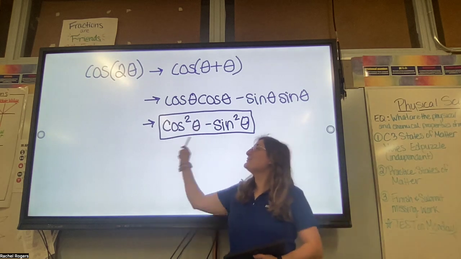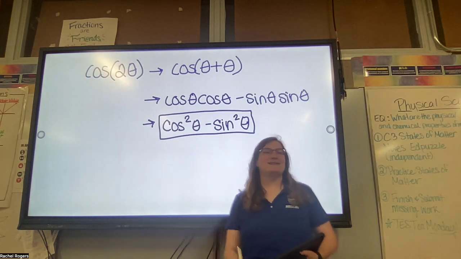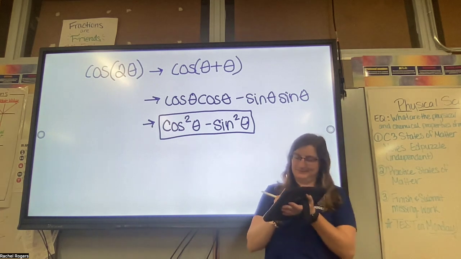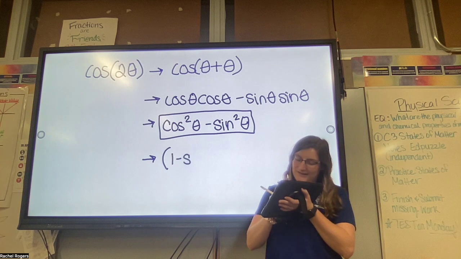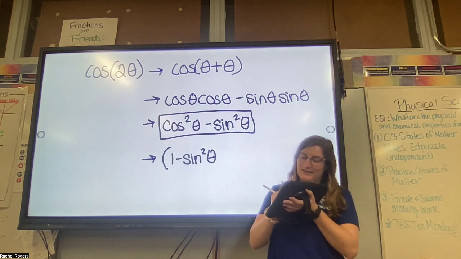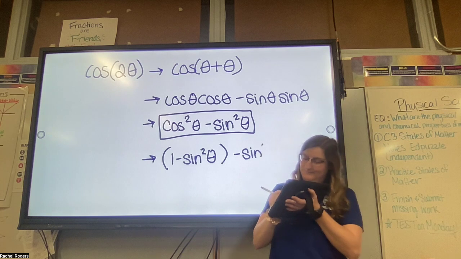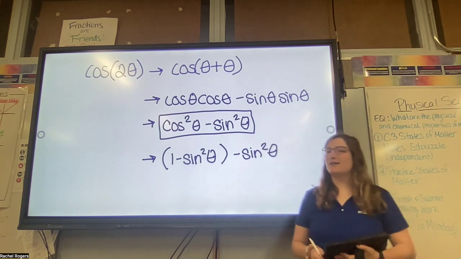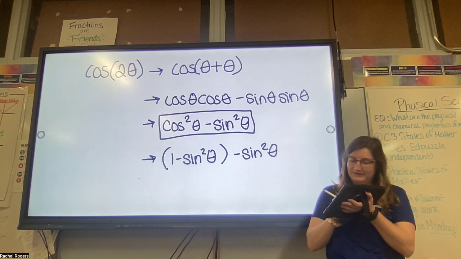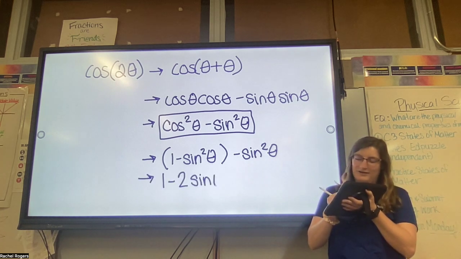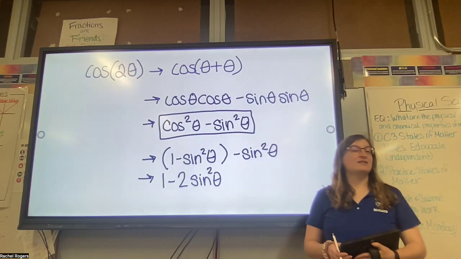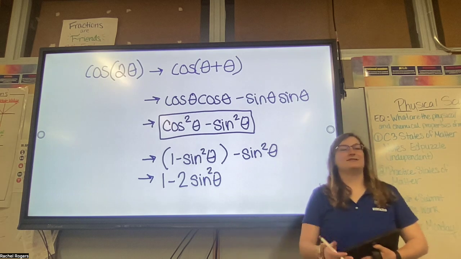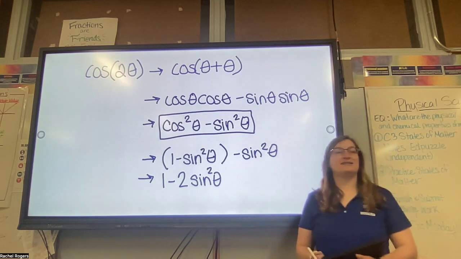All right, how can we rewrite cosine squared in terms of sine squared? Yeah, so cosine squared is 1 minus sine squared of theta. That's our Pythagorean identity. And now we just need to simplify. What identity is that? Pythagorean. Sine squared plus cosine squared equals 1. And then you rearrange it. So cosine squared is 1 minus sine squared.